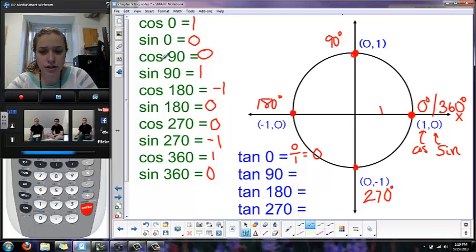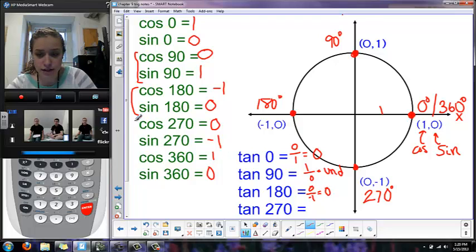Okay. The tangent of 90, now we're looking at the sine and the cosine of 90. So sine over cosine, 1 over 0. What happens when we have 1 or anything over 0? That's going to be undefined. Tangent of 180, now we're looking at these. Sine of 180 is 0. Cosine is negative 1. 0 divided by anything is 0. And then tangent of 270, negative 1 divided by 0, and yet again that is going to be undefined.